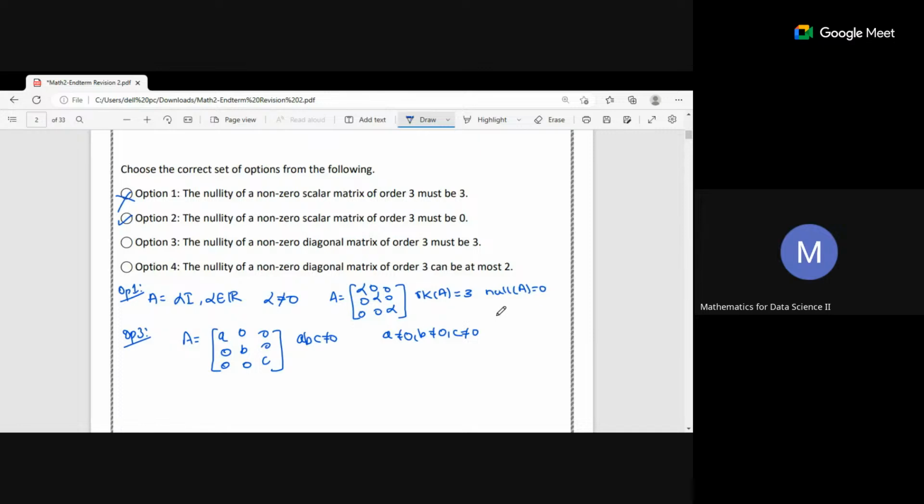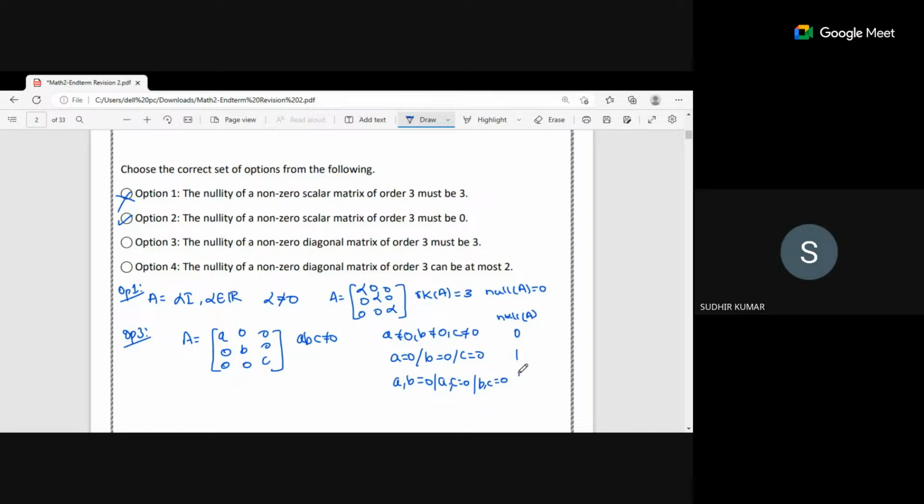When all of them are non-zero, you know that nullity of A is 0. Suppose you have A is 0 or B is 0 or C is 0. Any one is 0, then what happens to the nullity? Nullity is 1, right? Yes. Suppose you have two of them to be 0: A, B 0, or A, C 0, or B and C to be 0. In that case, what happens to the nullity of A?